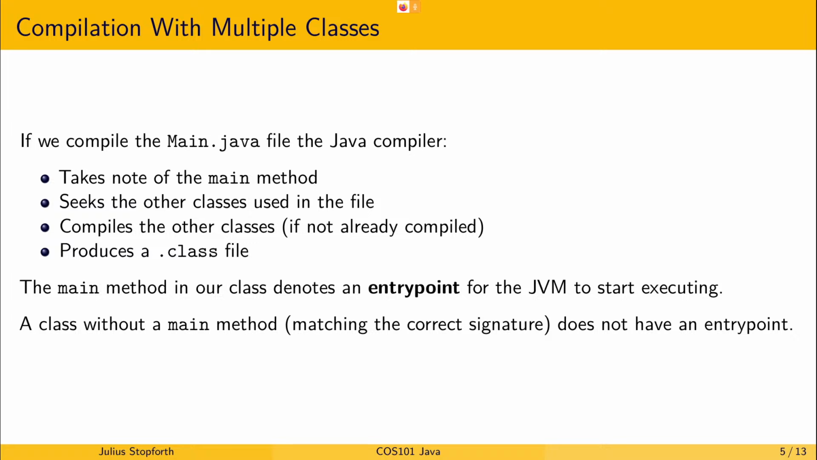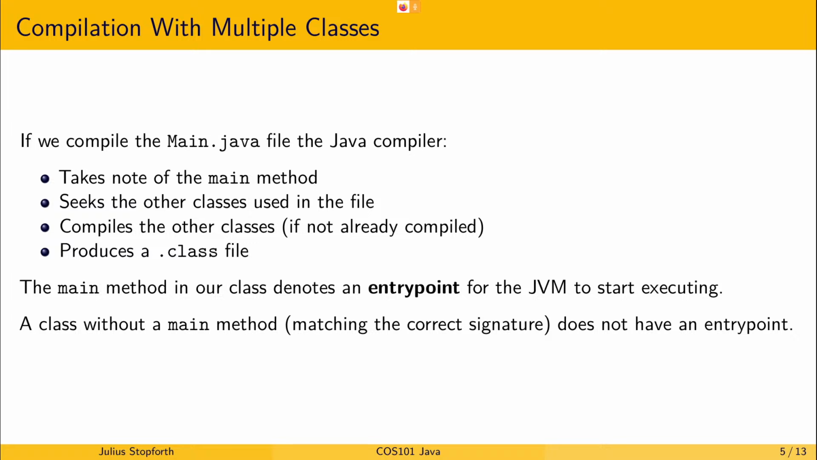Then it looks for any other classes used in the file. It'll compile those if they are local classes or classes that you have specified, or if they're part of the Java library, it'll go look them up in your system, in your computer's installed libraries or system files. Then it produces a .class file, not only for the main Java class, but also for any other class that you've coded that is being used.